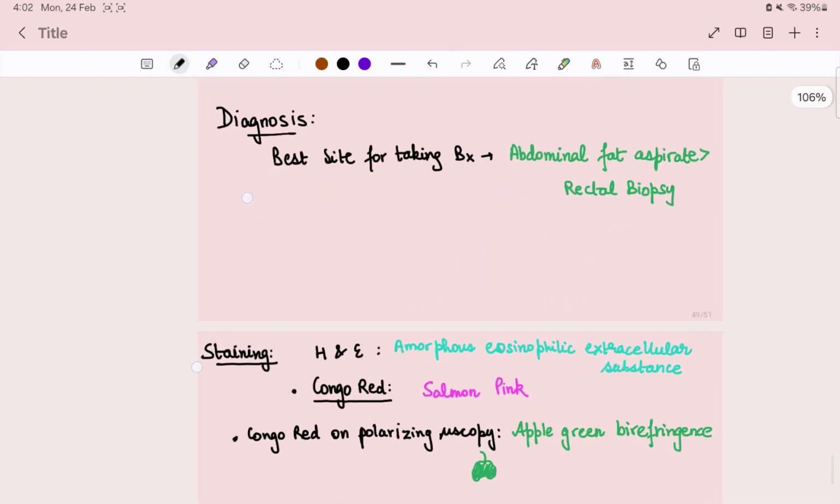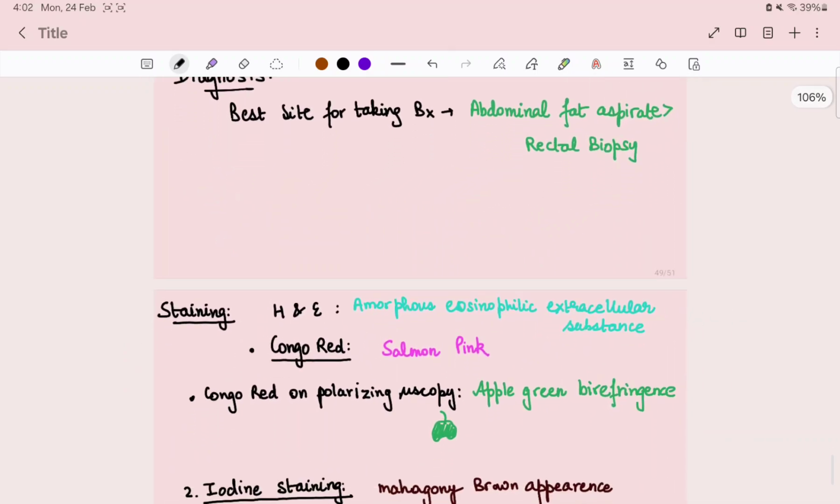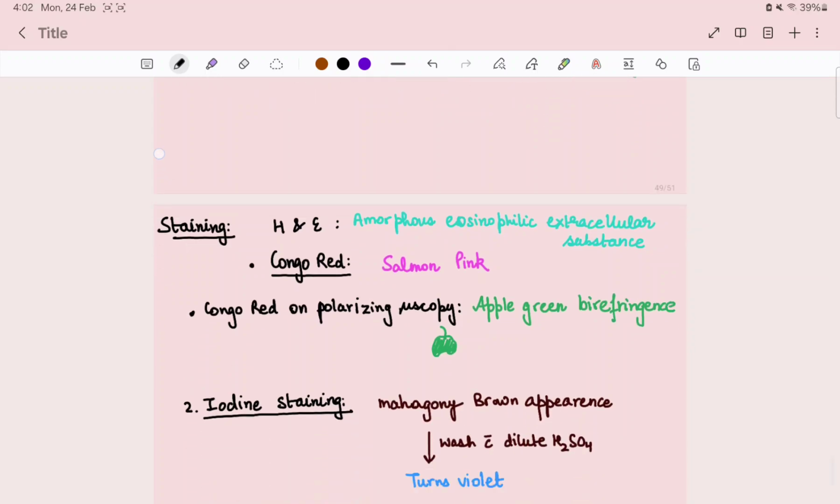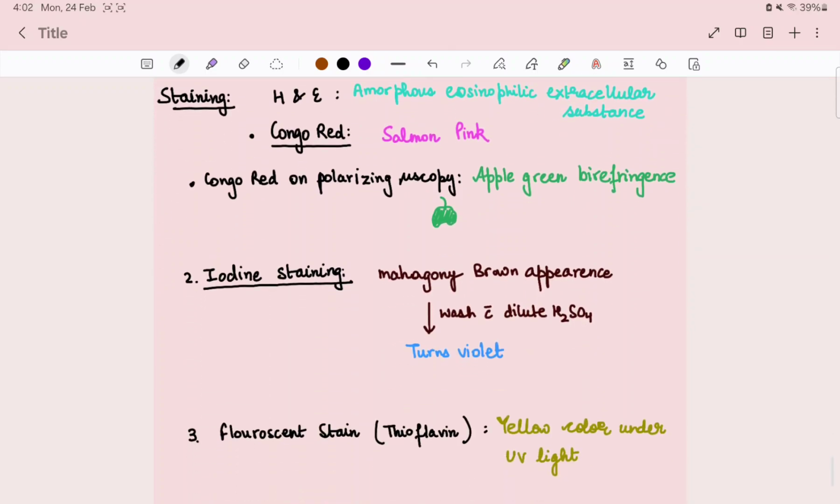Diagnosis, it is very important. The best site for taking biopsy is abdominal fat aspirate followed by rectal biopsy. Staining: on H&E stain, we have eosinophilic extracellular substance. Congo red stain, you have salmon pink color. But Congo red on polarizing microscopy, you have apple green birefringence.